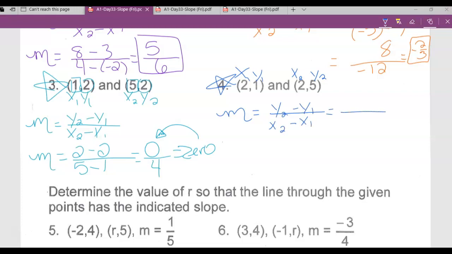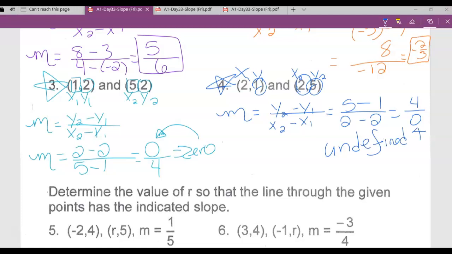Let's fill in our values. What is our y2? 5 minus 1 on the top. On the bottom, we have 2 minus 2. Simplify this fraction for me. 5 minus 1? 2 minus 2? 0. Look at your calculator. Do 4 divided by 0 and see what it says now. Undefined. So whenever you have a 0 on the bottom, your answer will be undefined.